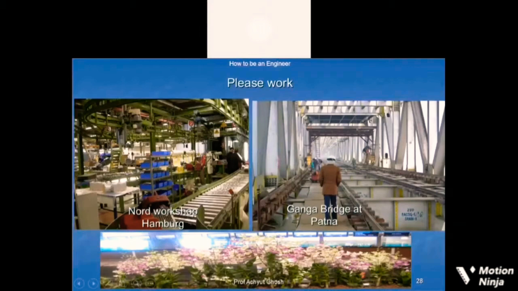This is a workshop. No. How do I stop this?